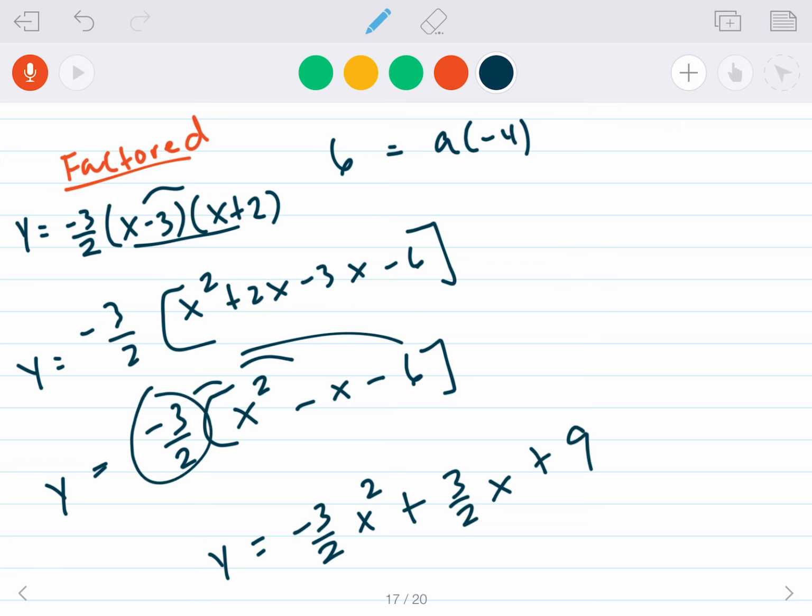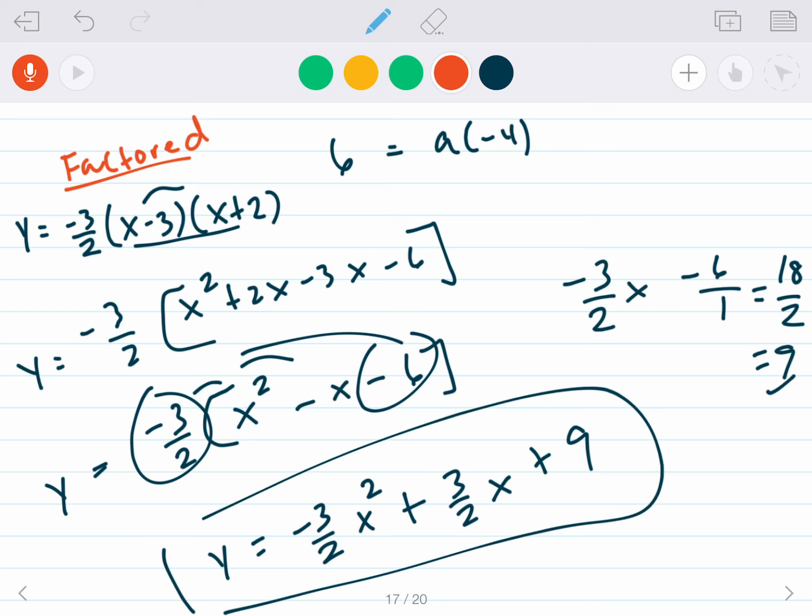How did I get that? Negative 3 over 2 times negative 6 over 1 is positive 18 over 2, which reduces to 9. Okay, so this is in standard form. So we can see a, b, and c.